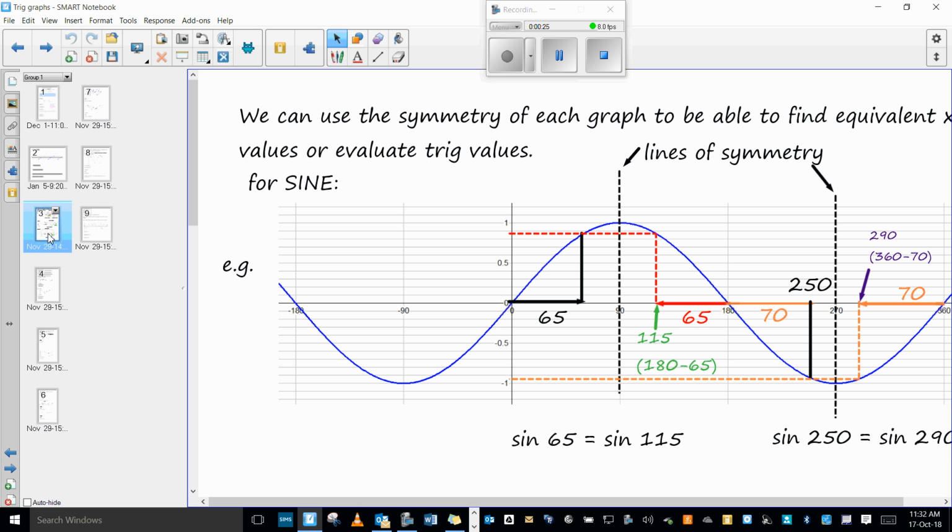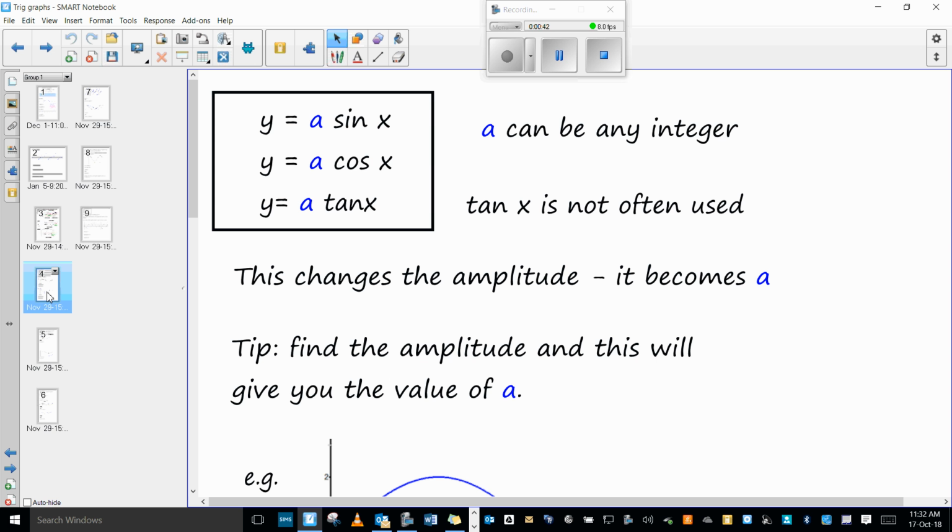Every 360 degrees. So it takes 360 degrees to do one cycle, and then it just keeps going on and on and on. And there's symmetry, so we can find lots of different solutions. What about the tan graph? How often does the tan graph repeat?